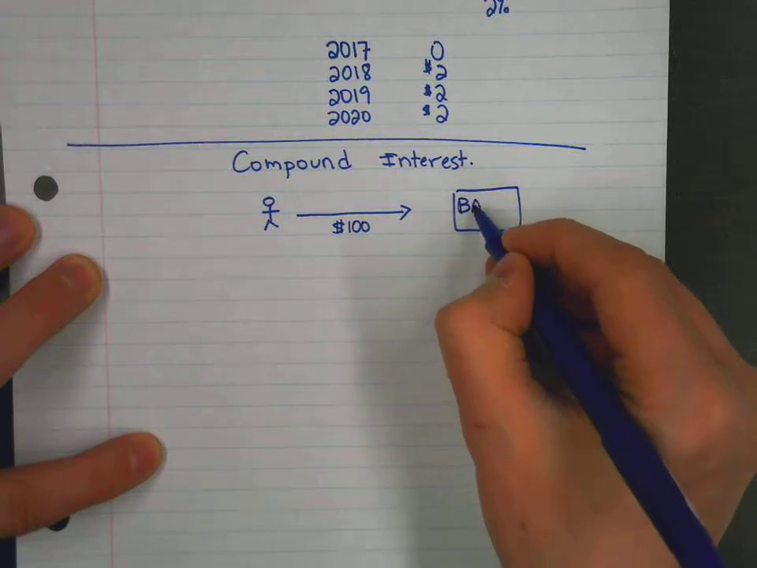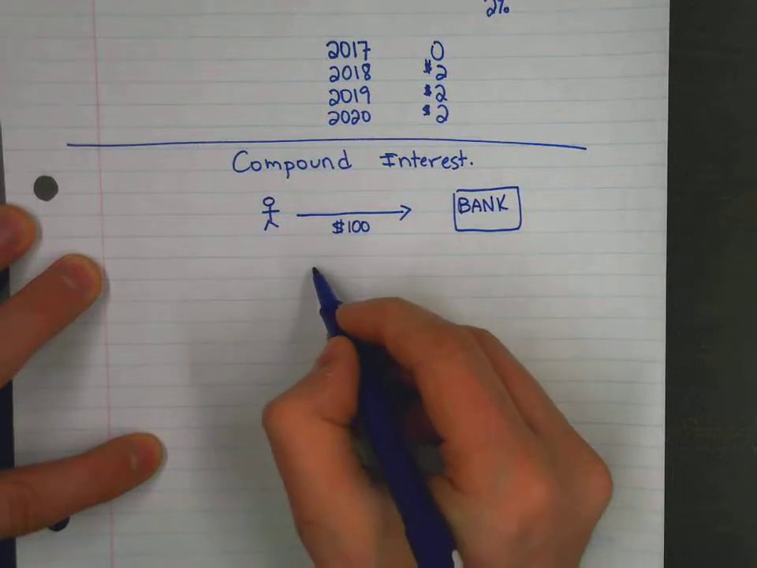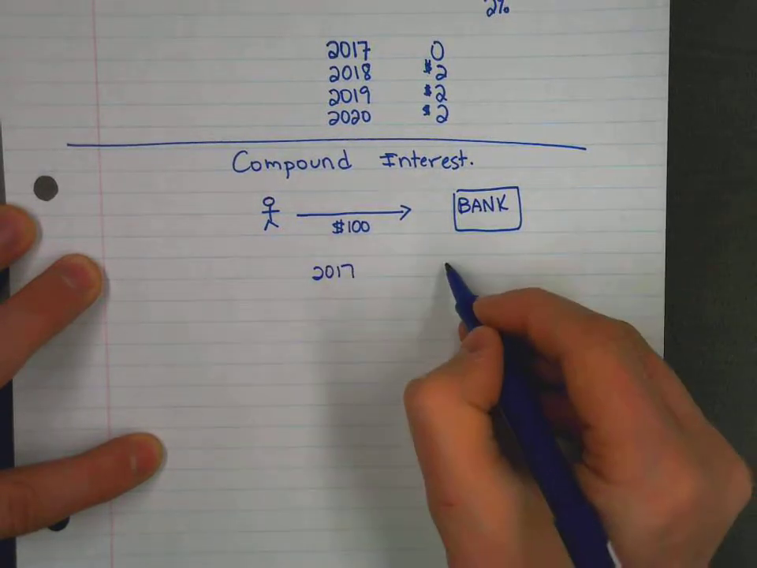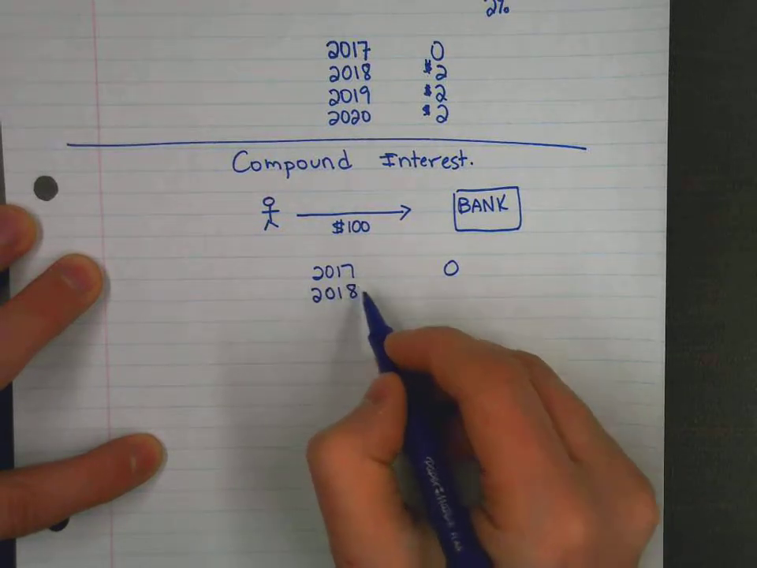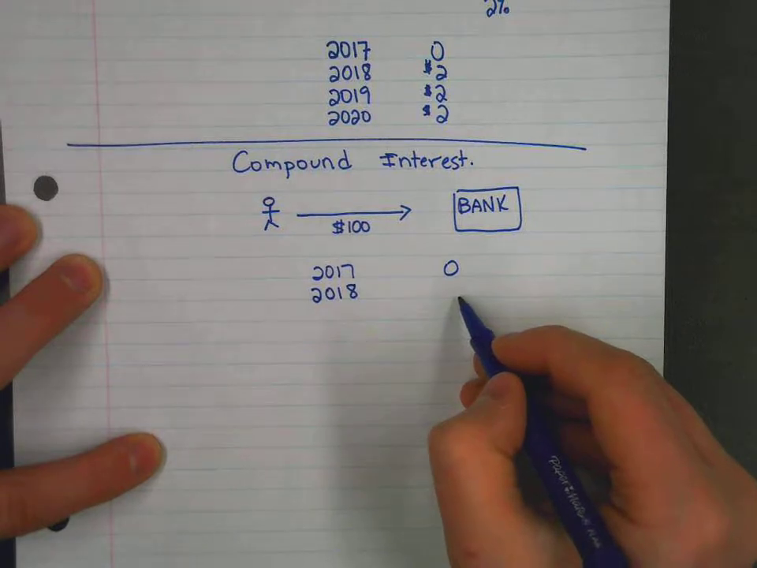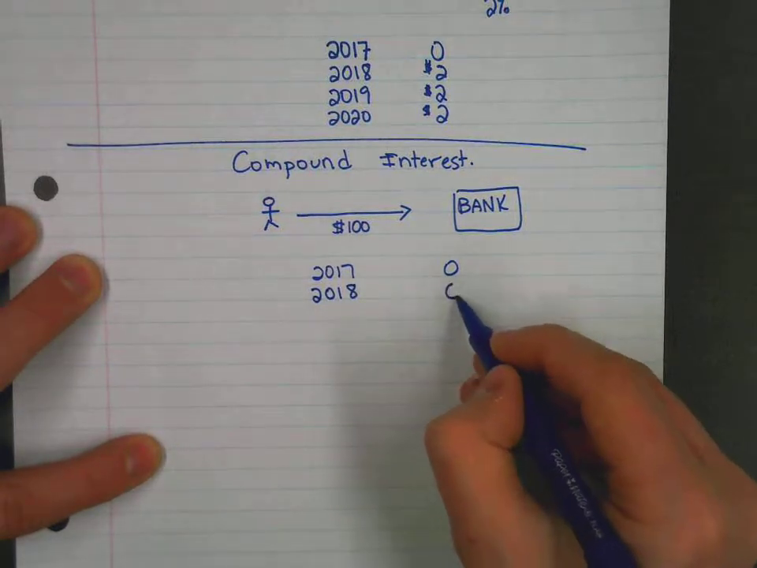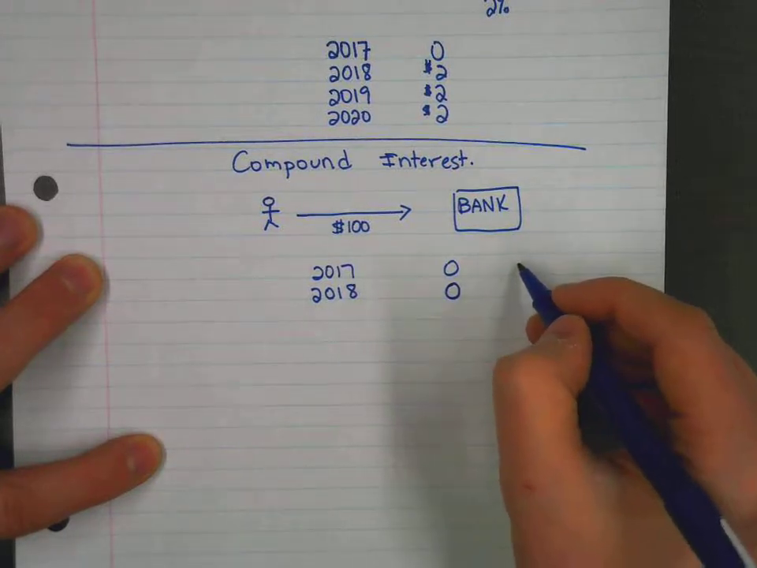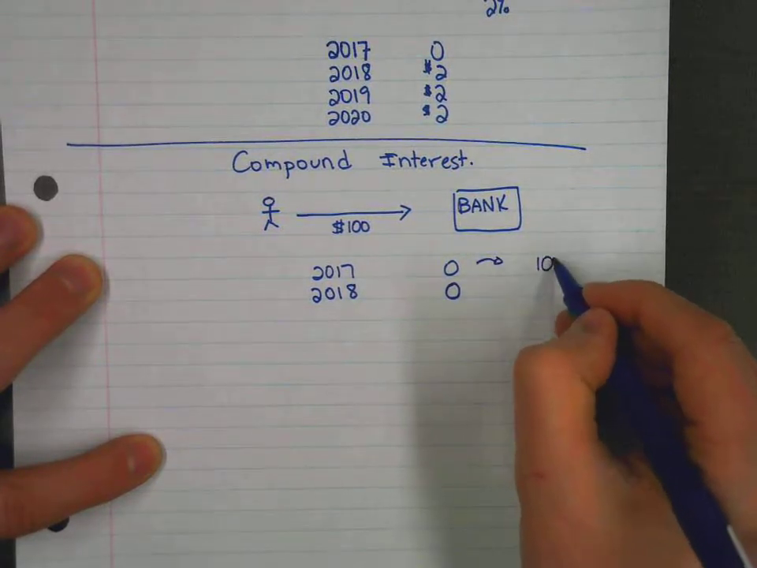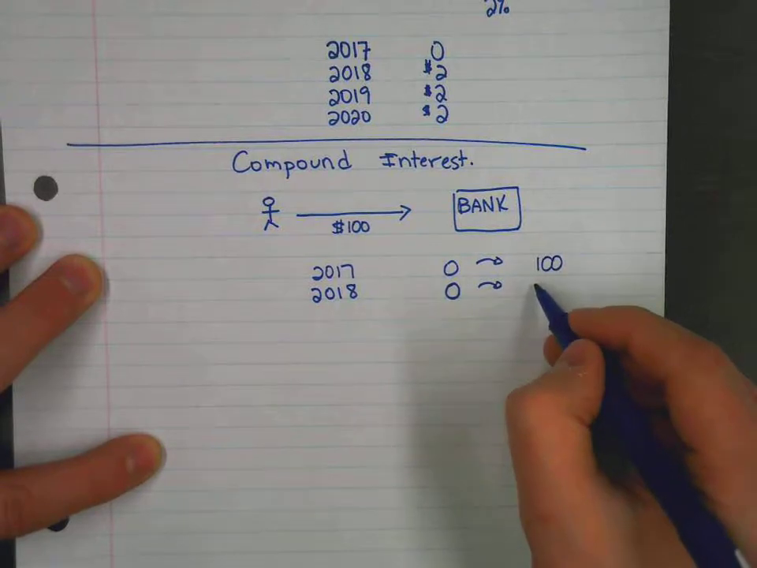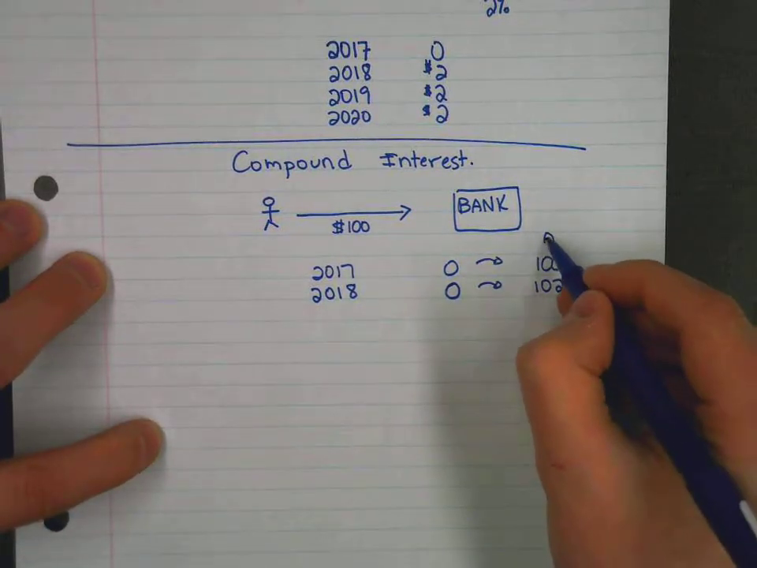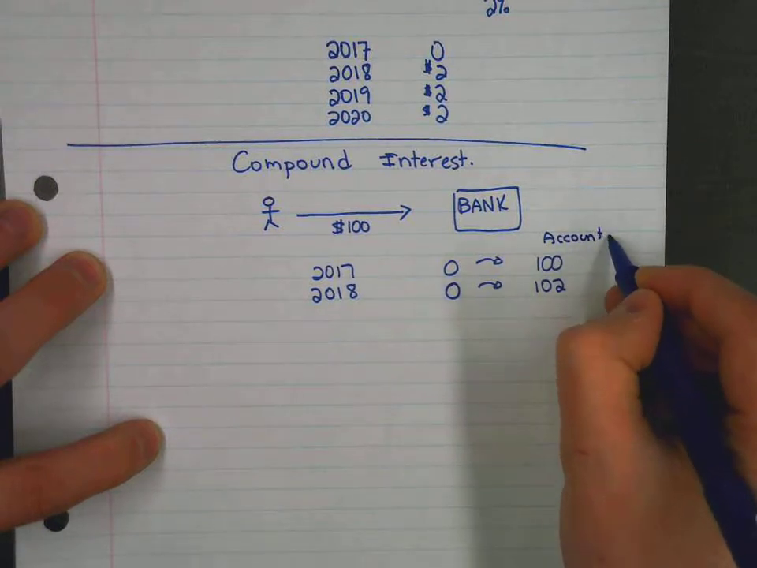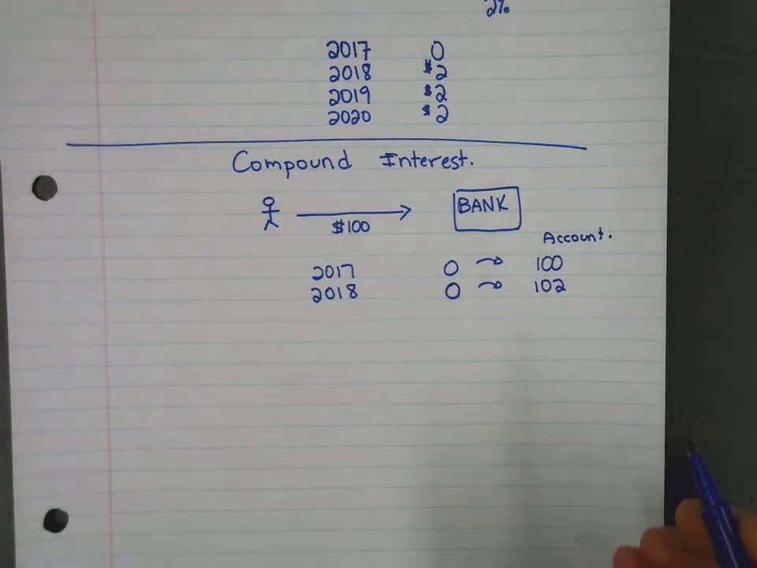So you go into the bank and you give them all your money, $100, and what happens the following year is you walk into the bank and they don't give you anything. You don't get 2%. You get $0. But what happens is you give the bank $100, and the following year, instead of taking the $2, they're going to keep the $2 and put it into your account. So now your account reads $102.